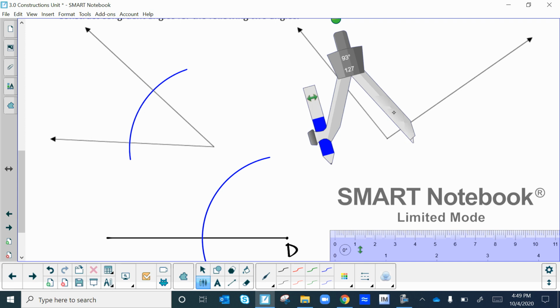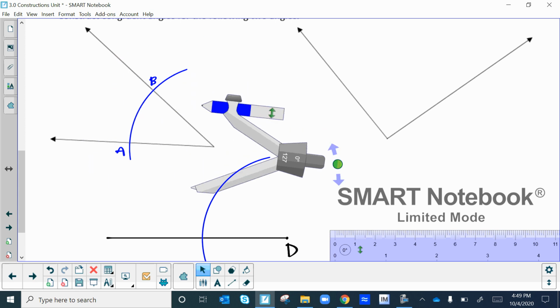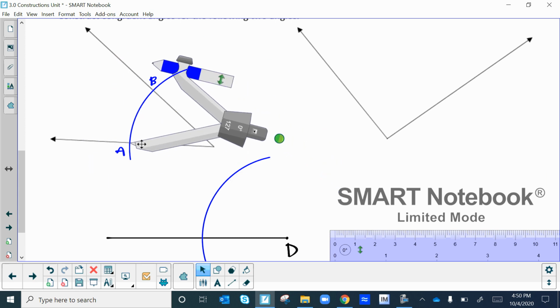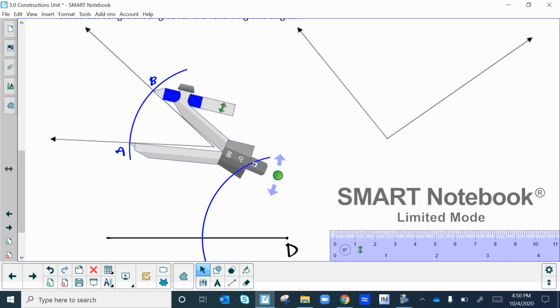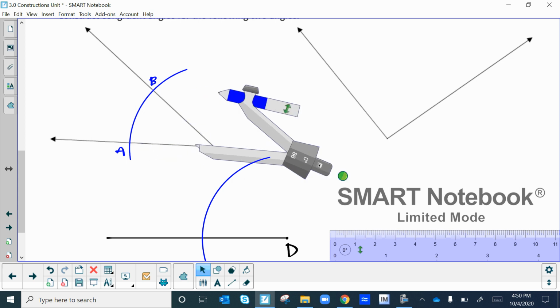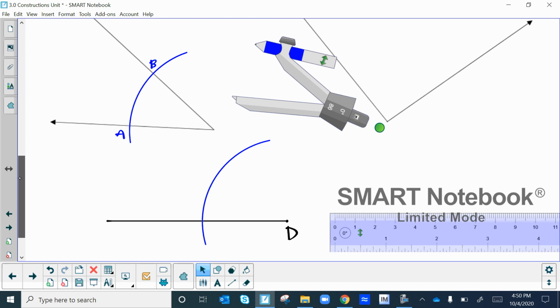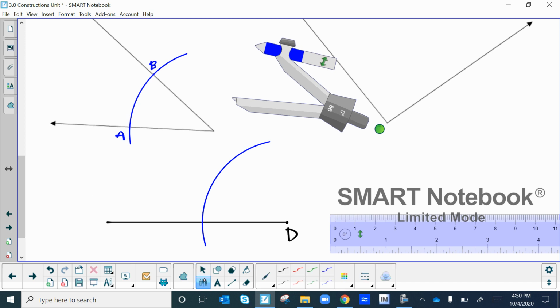Okay, so now I'm going to go back and label these 2 points A and B, because those 2 points are important. The distance from A to B is basically how wide this angle is. So I'm going to place my compass on A, and then I want to get the measure with my compass from A to B, like that. Okay, and make sure you're right on it. There we go.